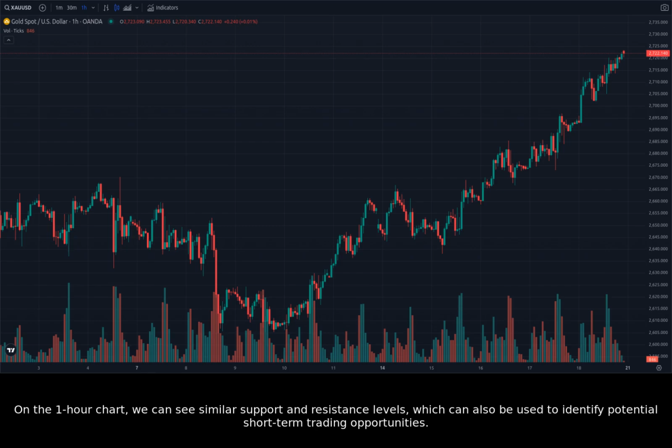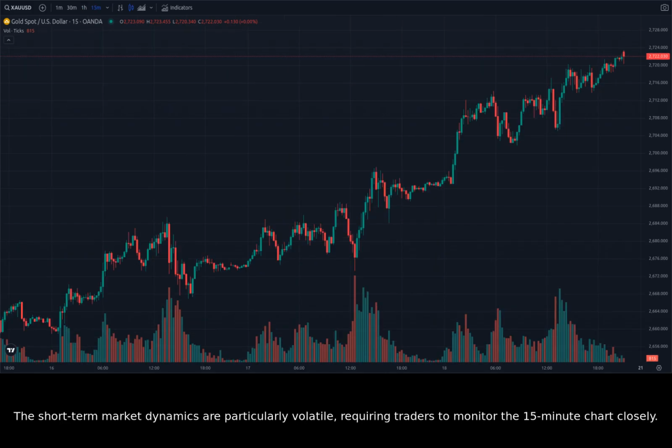On the 1-hour chart, we can see similar support and resistance levels, which can also be used to identify potential short-term trading opportunities. The short-term market dynamics are particularly volatile, requiring traders to monitor the 15-minute chart closely. Key support levels within this time frame include the recent breakout point on the 1-hour chart, around $2,685. Resistance levels on the 1-hour chart can also act as short-term resistance levels on the 15-minute chart. Traders need to be mindful of the possibility of profit-taking or reversals within this time frame.